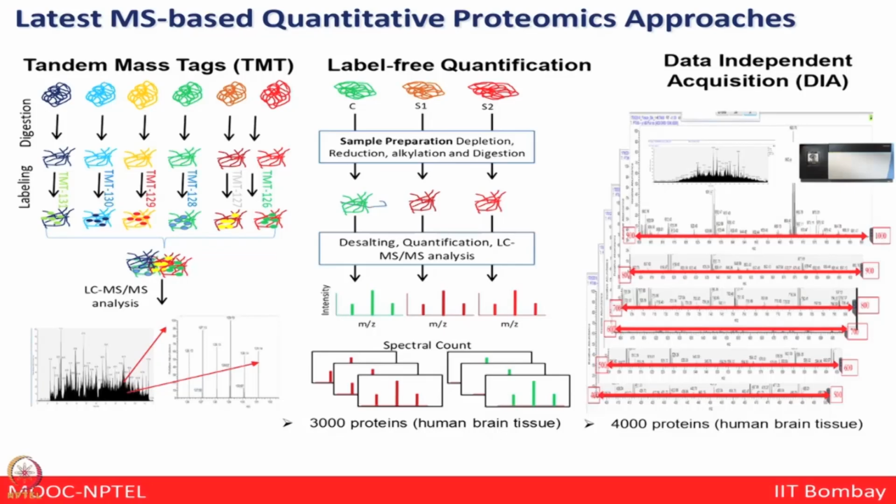looking at a specific region of m/z from 400 to 500 up to 1000 to generate much higher resolution of the spectra. So, these are the latest approaches of doing quantitative proteomics.